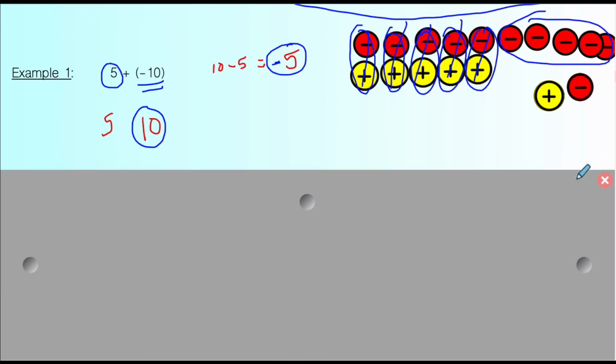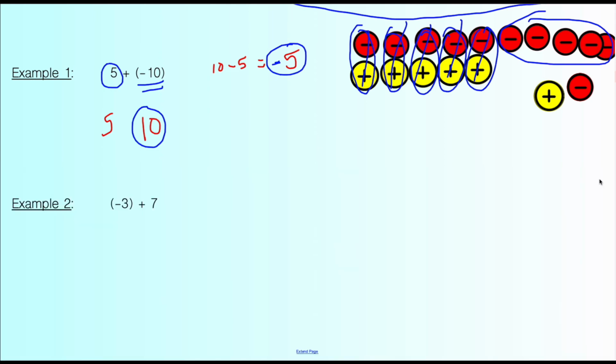I think we should do one more example. So let's do one more, and then we'll call it quits. Second example, negative 3 plus 7. So I'm going to first use the rule. The rule said, find the absolute value of each. So that'd be 3 and 7, and subtract that. So 7 minus 3 is 4.